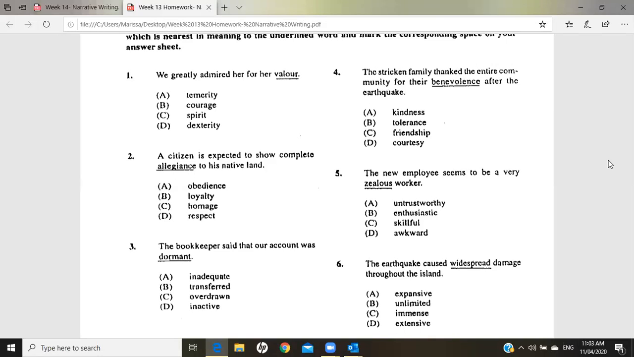We greatly admired her for her valor. Yes, what did you have for your answer? B, courage. Yes, the answer is B, courage. Good. Number two. A citizen is expected to show complete allegiance to his native land. D, respect. Not respect. There was a better answer.